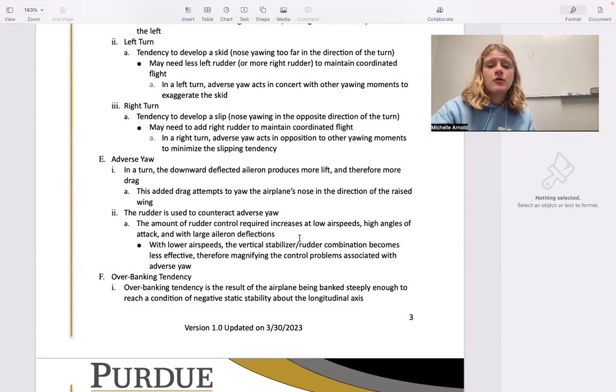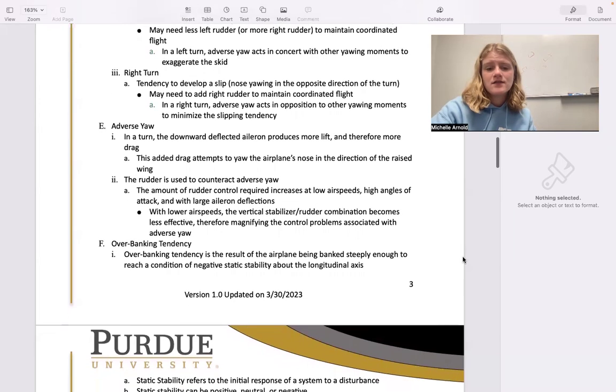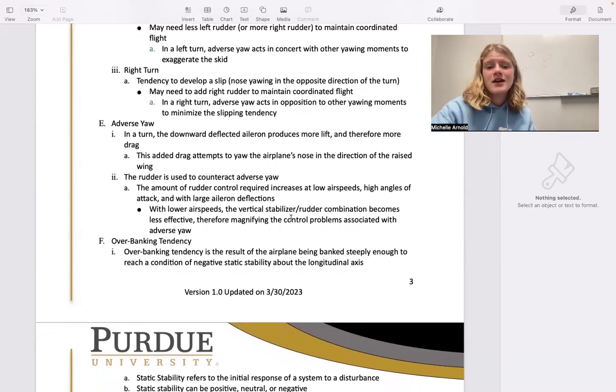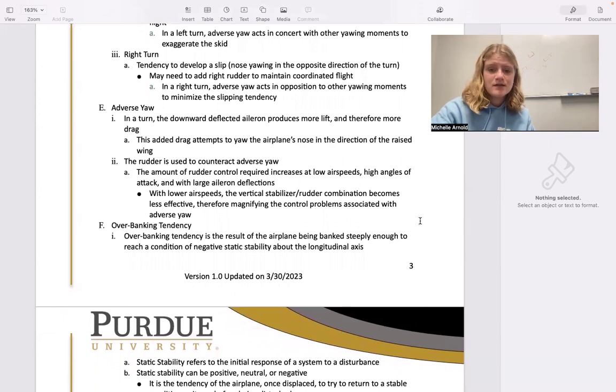The amount of rudder control required increases at low airspeeds and high angles of attack with large aileron deflections. With lower airspeeds, the vertical stabilizer/rudder combination becomes less effective, therefore magnifying control problems associated with adverse yaw.